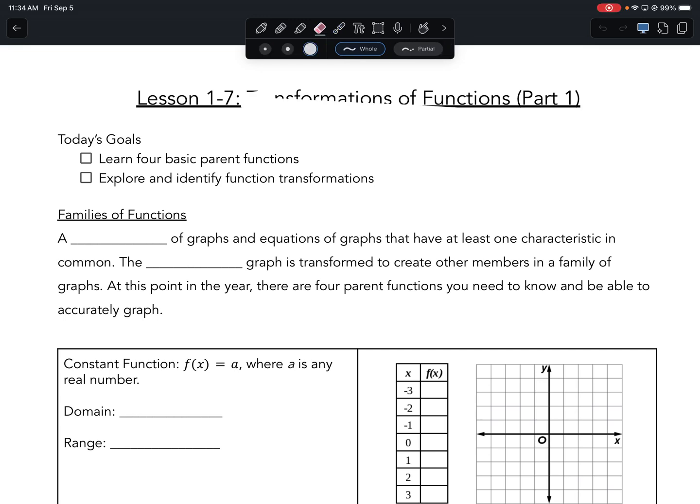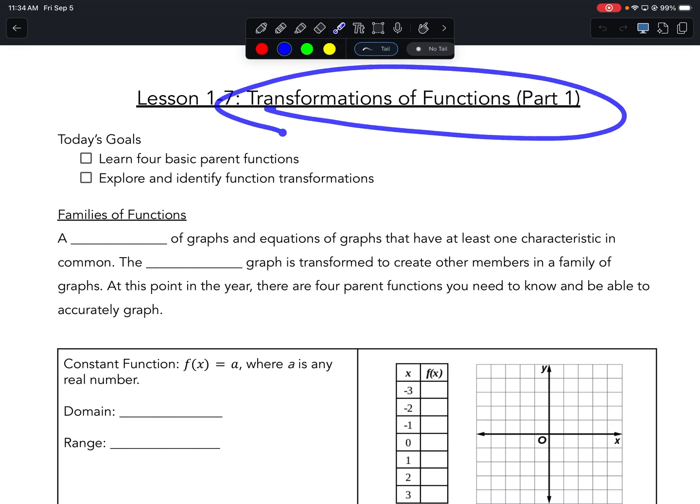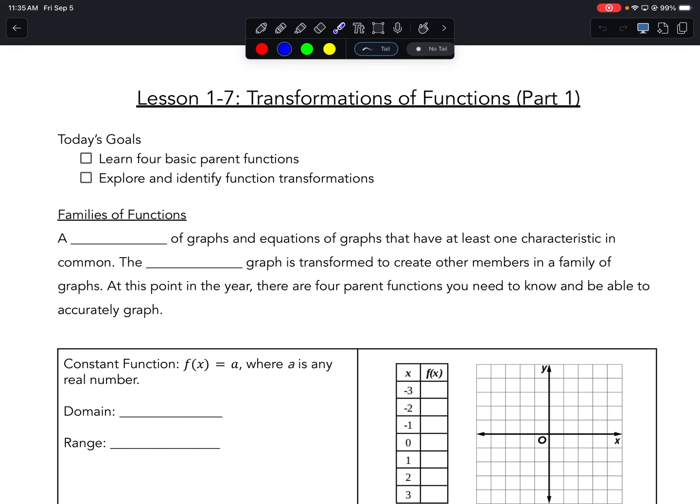So transformations of functions is what we're talking about. We spent 2 days on this. We're going to learn 4 basic parent functions, right? That's a function before you mess with it. We talked about absolute value functions 2 days ago for you guys. And then we're going to talk about all different transformations of those functions.